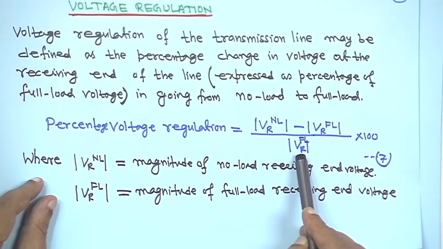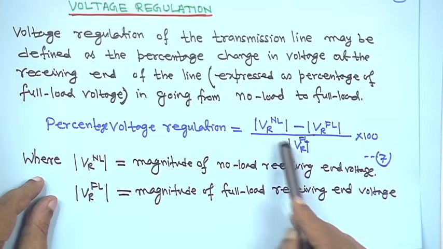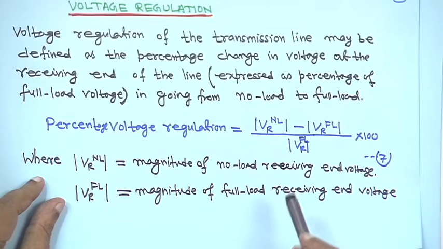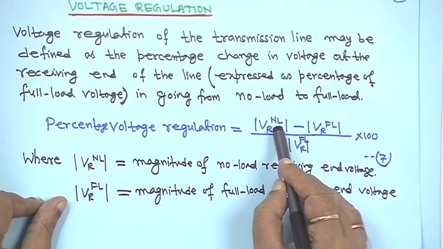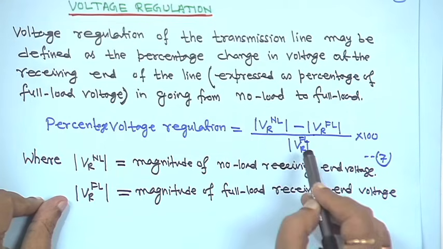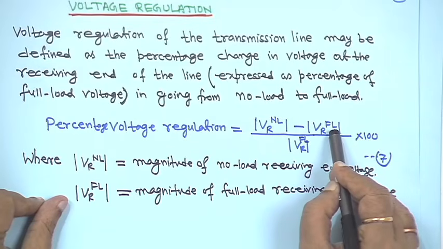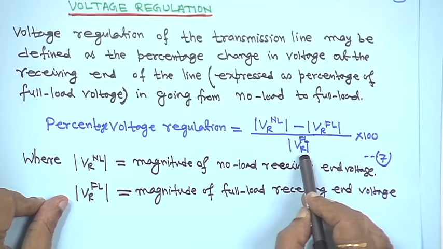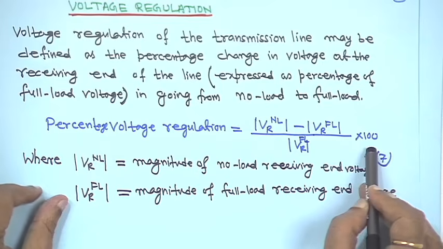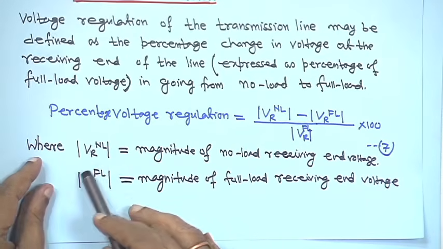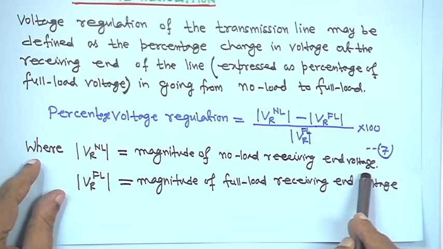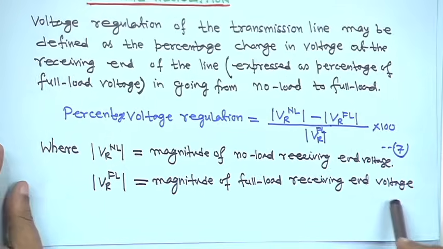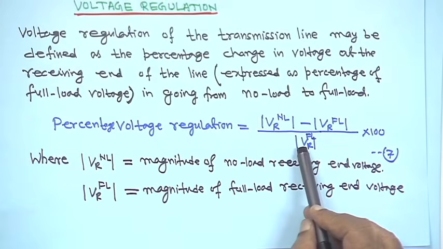Everywhere magnitude is there, wherever we take, we will take magnitude only, but again and again I will not say magnitude, I will simply say receiving end, sending end. So it is actually VRNL, the receiving end no load voltage magnitude, minus VRFL, the full load voltage magnitude, divided by the receiving end full load voltage magnitude VRFL, into 100. Everywhere mod is there: magnitude of no load receiving end voltage and magnitude of full load receiving end voltage. Now, this is the percentage voltage regulation.